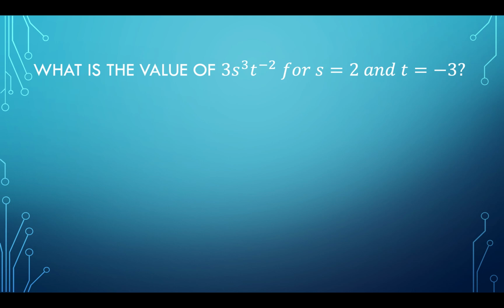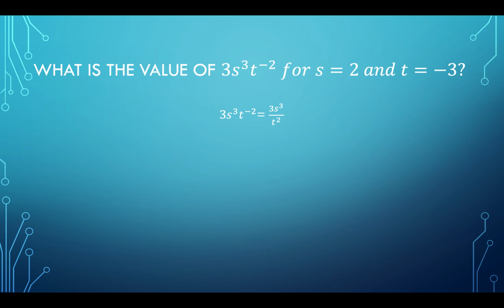Now there's a number of ways you could solve it. I'm going to show you the way I think is the easiest. You can plug in for s and t, but I think the easiest thing when you have negative exponents is to get rid of the negative exponent first and then plug in. It just makes it a little more organized.